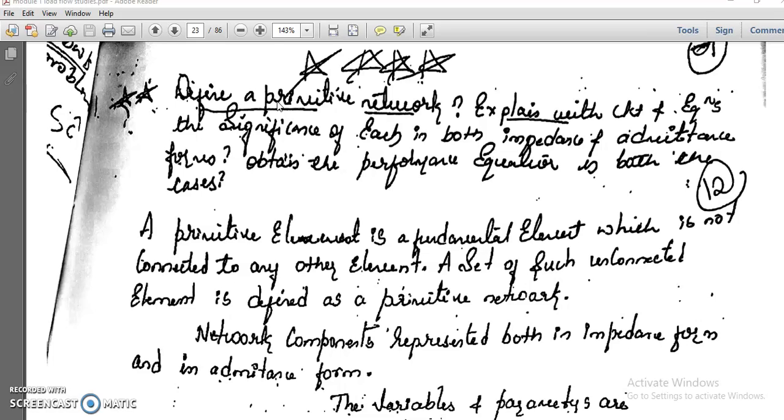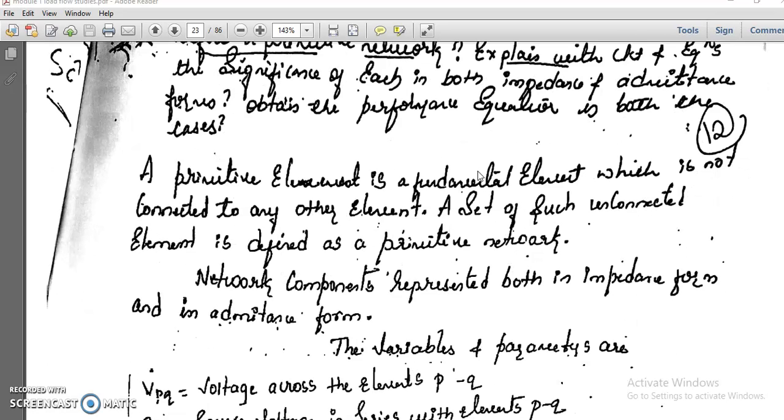They'll be asking like this: define a primitive network, explain with a neat sketch its circuit equations, and the significance of each in both the impedance and admittance form. So you have to form the network and you have to form the equations in terms of impedance and admittance form, and obtain the performance equation in both. Along with the significance, you have to write that performance equation. So this will be a 6 marks question.